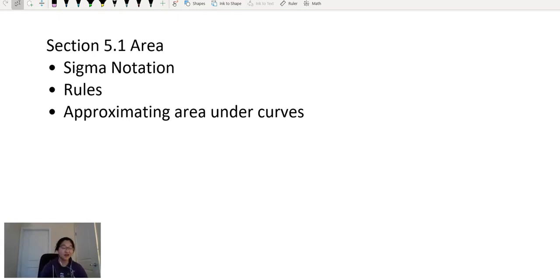Okay, so we're talking about section 5.1. We're talking about area. Everything we've done in this class so far has been about how things are changing. With limits, we were looking at how the function value was changing as x, our input to the function, was going towards some number. It could be a finite number, or it could be an infinite number. With the derivative, that's how the function's changing in terms of its slope.